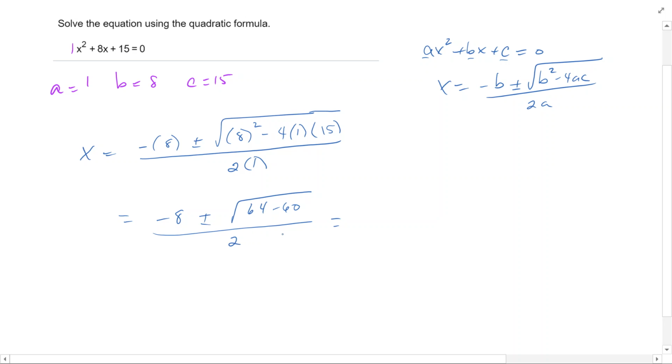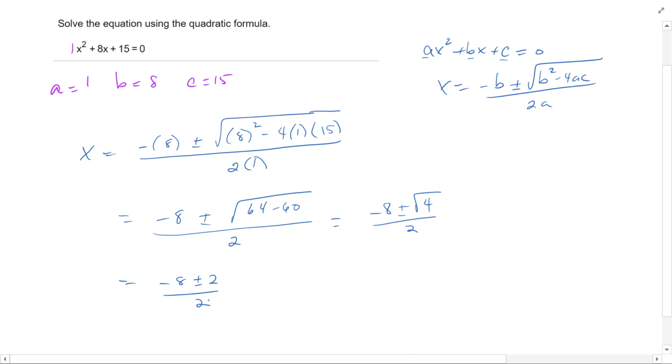Now underneath the radical, I have 64 minus 60, so I'm going to have negative 8 plus or minus the square root of 4 all over 2. Now sometimes with the quadratic formula, we're finished right here. It's really a matter of whether or not the radical will simplify, if you have like terms, or if the fraction will reduce. In this case here, there's a lot more I can do. So notice that the square root of 4 is a 2. So we get negative 8 plus or minus 2 all over 2.